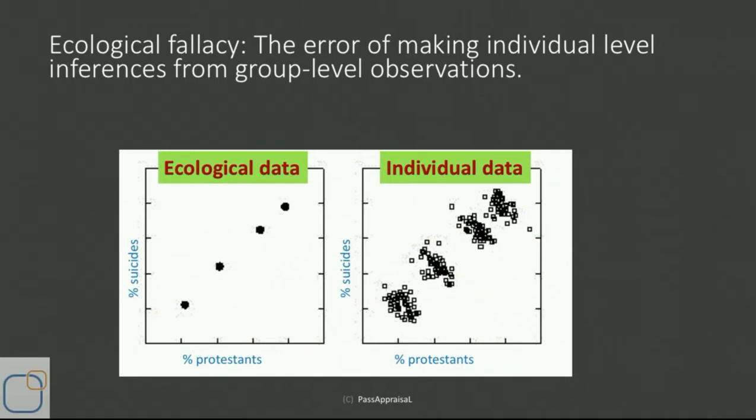Ecological fallacy is the error of making individual level inferences from group level observations. Take this picture for example. I have plotted 4 districts with different percentage of Protestants, and you can see I have also plotted percentage of suicides. So with more Protestants and more Catholics, you see higher numbers of suicides here. This is what is reported in this study. But when you look at individuals within these clusters, within these districts, then you don't see any correlation.